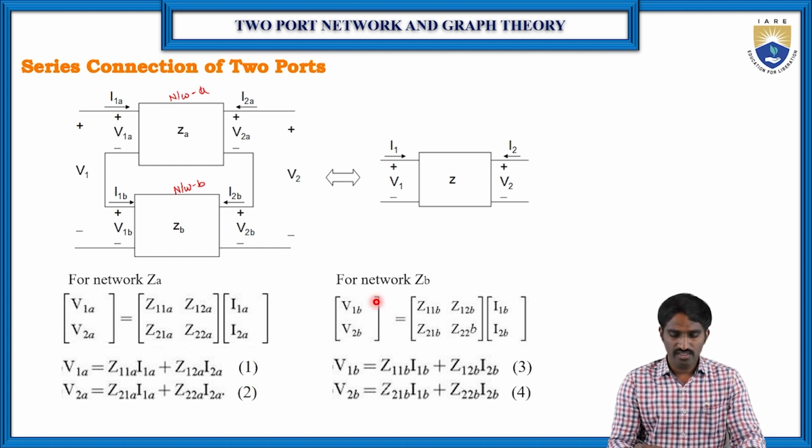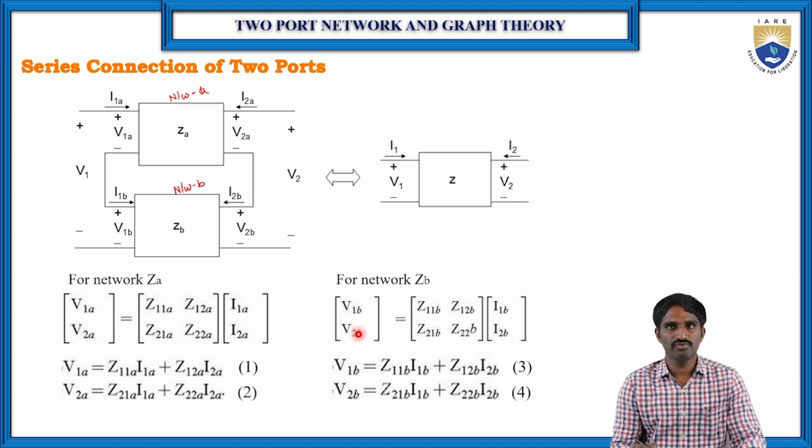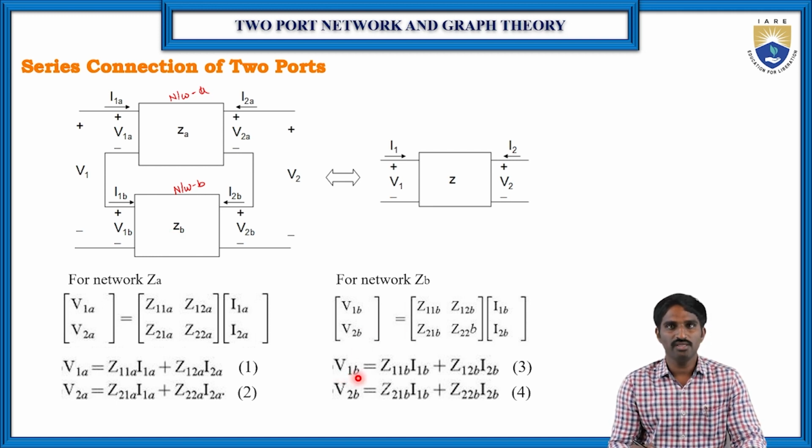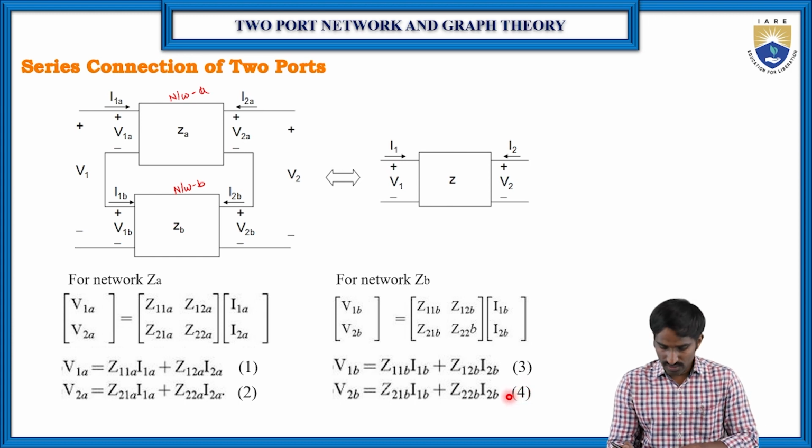Then the same way, let us consider the network ZB and write the input voltage and output voltage equations in terms of input current and output current for the network ZB. So then coming to equation number 3, which is V1B, the input voltage equation for the network B, and V2B is the output voltage equation for the network B in terms of the input current and the output current of the network ZB, right? So let us consider these are equation number 3 and equation number 4.